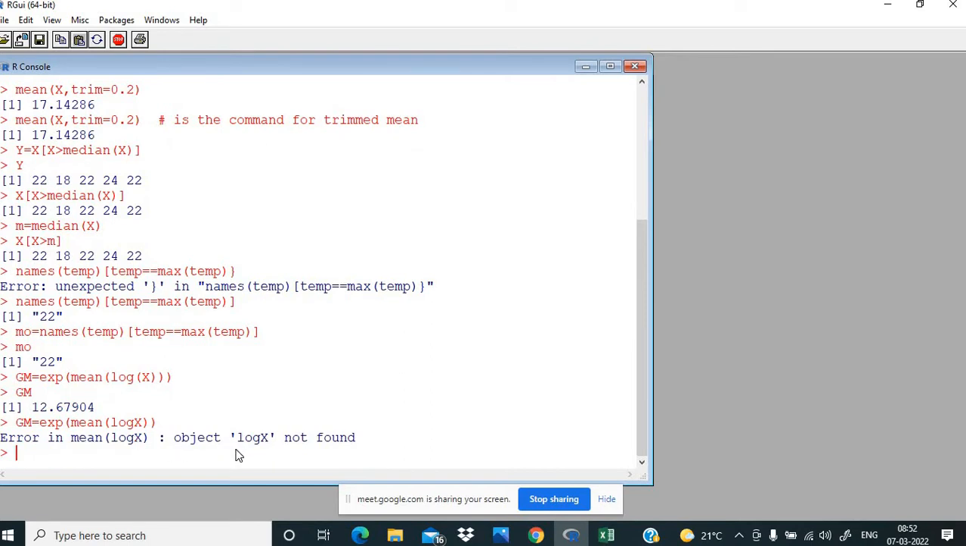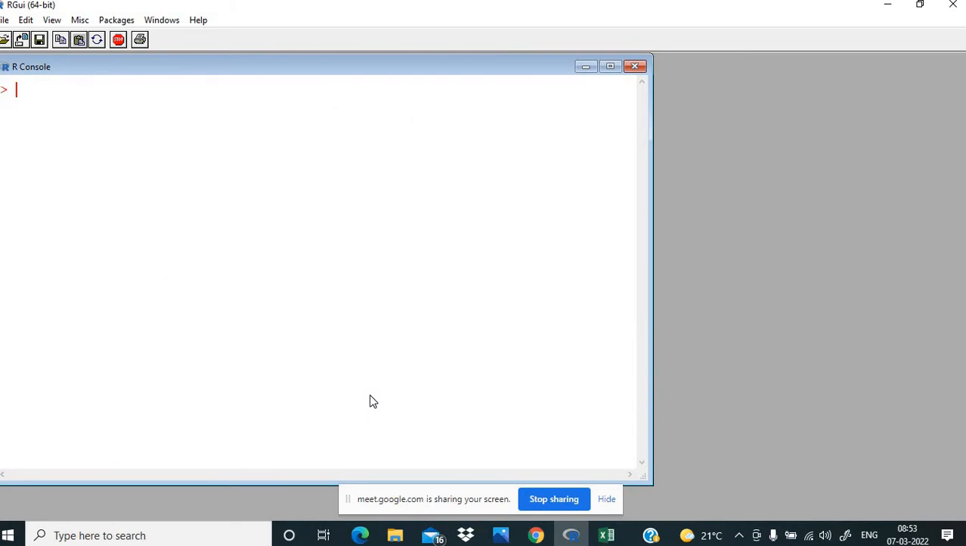That means we need to have bracketed log x, because x is some variable whose function I need to call. Now you remember this command. This is the command for calculating geometric mean. I repeat. So let me clear my screen once. Already it has become so dirty. Control L, so it clears the screen. Now back. Okay, back. So this is my geometric mean.